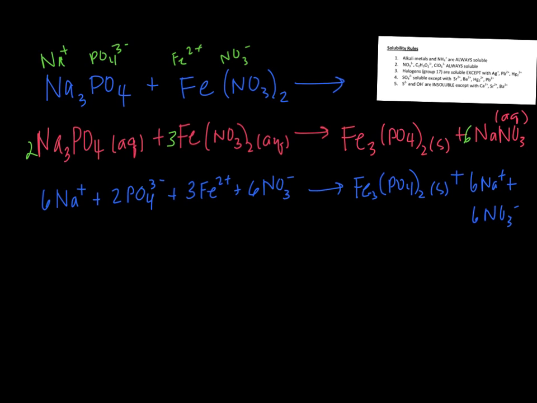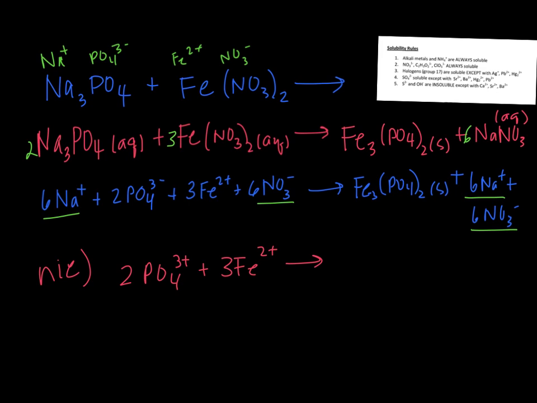So the spectator ions here are the sodium and the nitrate, right? Because they're not changing, they're just watching the reaction occur. And so the net ionic equation, this is the net ionic equation, is 2 phosphates plus 3 irons goes to iron 2 phosphate. And I just want to mark that this one up here in blue is the complete ionic equation.